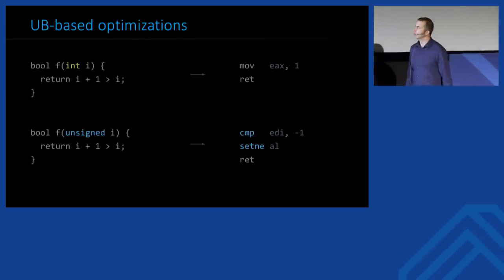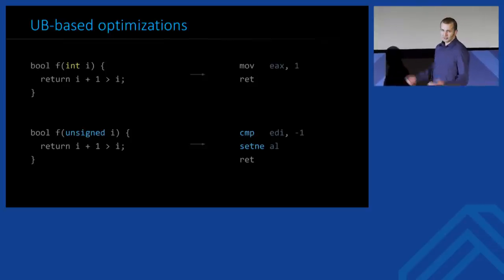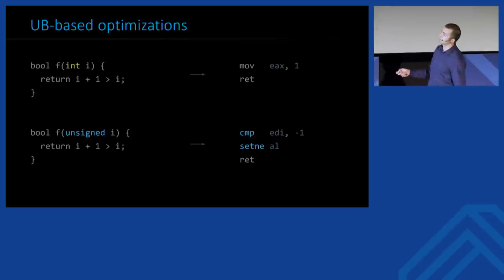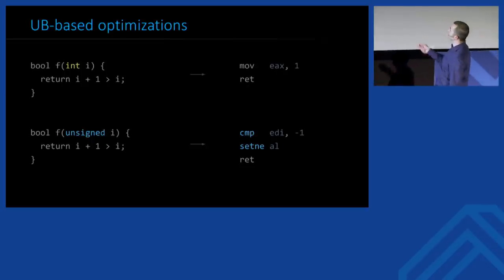Another example. Is i plus 1 greater than i? It's an obvious truth. And for ints, the compiler knows that. It doesn't even check the initial value. It will just return true. In case of unsigned integer, we don't know. Maybe i plus 1 overflows. We have to check it. You see, there is a condition here. The program is just longer, even though this is an obvious truth.